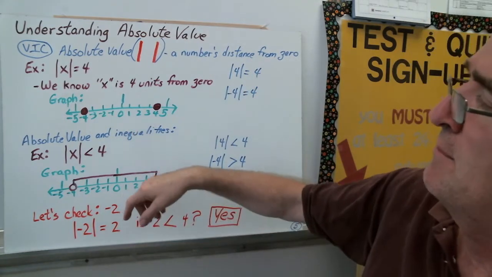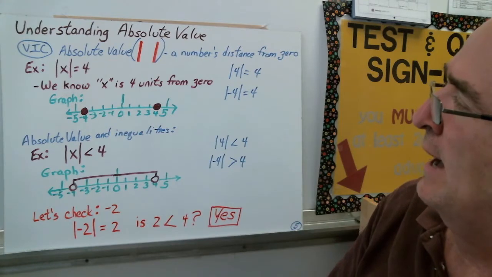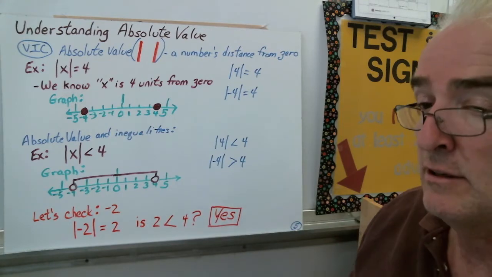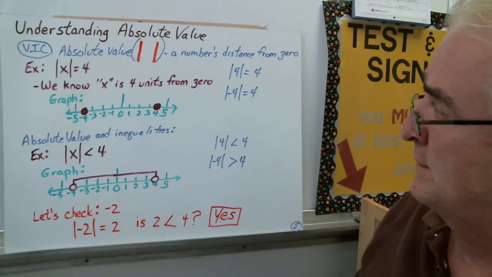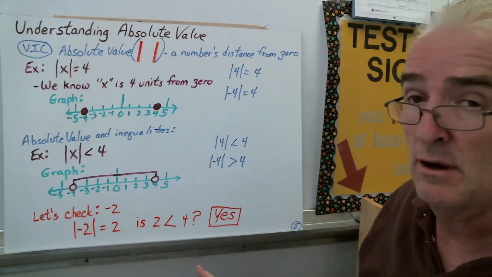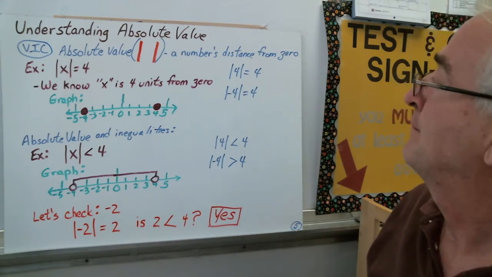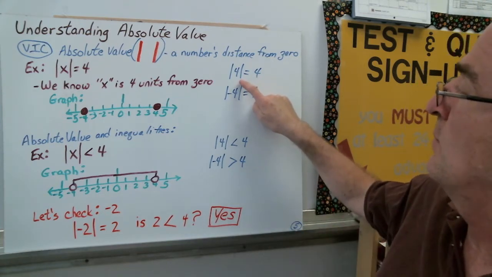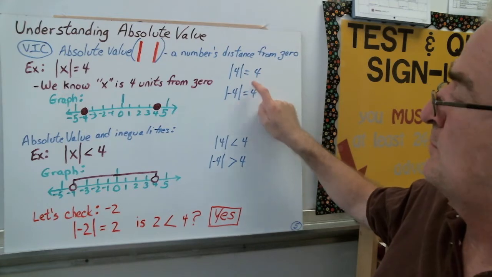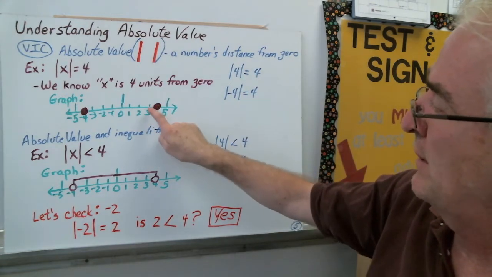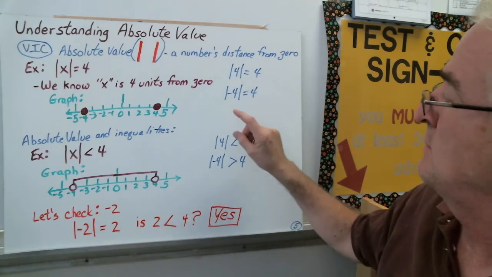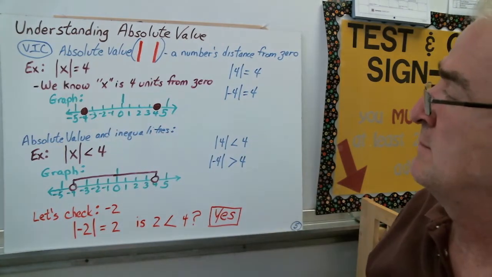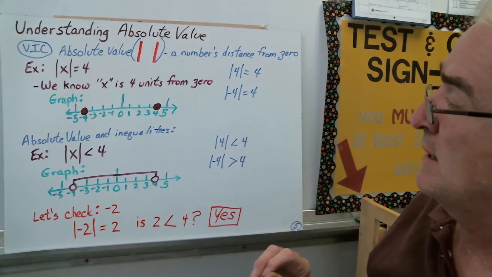So let's look at an example. The absolute value of x equals 4. We know that x is 4 units from 0 because our definition says absolute value is a number's distance from 0. Okay? So we can take the absolute value of 4, and it's 4 because here's 4, and we count back 1, 2, 3, 4. But we also know that negative 4 is 4 units from 0. So you have to be careful.